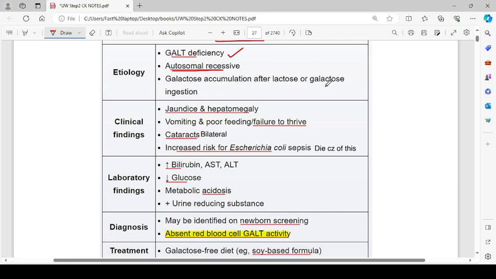Galactose accumulation after lactose and galactose ingestion, and that's a horrible thing because the children who have it have to feed on lactose and galactose rich breast milk in the initial part of their life. So there will be galactose accumulation after the ingestion of these things. The clinical findings are jaundice and hepatomegaly, vomiting and poor feeding, and failure to thrive. Cataracts will be present bilaterally. Okay, and increased risk of Escherichia coli sepsis, and the children die because of this.